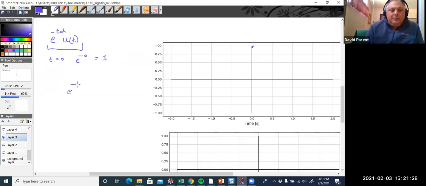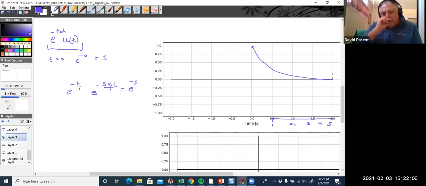So e to the minus t would be e to the minus t divided by 1. And it takes 5 time constants approximately to get to 0. And what that means is e to the minus 5 times 1 divided by 1 is e to the minus 5, which is very close to 0. So I see the chat. I'm just going to relabel this graph. 1. Okay. And it takes 5 tau to approximately get down to 0. Okay.